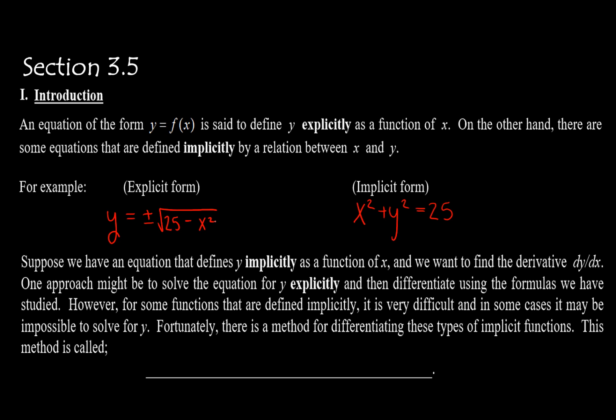One approach might be to solve the equation for y explicitly and then differentiate using the formulas that we have studied. However, for some functions that are defined implicitly, it is very difficult, and in some cases it may be impossible, to solve for y. Fortunately, there is a method for differentiating these types of implicit functions. Of course there is! Math is so beautiful! And this method is called implicit differentiation.